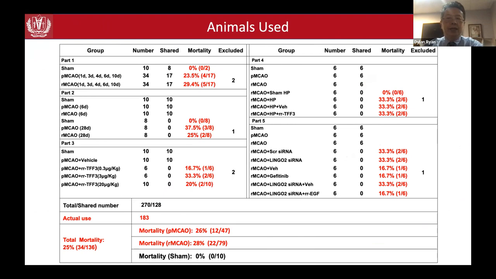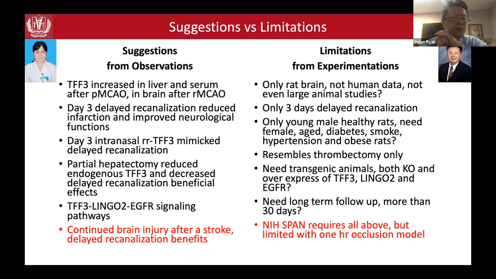And the suggestion from my students: TFF3 increases in the liver, and in the brain after recanalization. Otherwise it doesn't go to the brain because it cannot pass through the blood-brain barrier. Three-day delayed recanalization reduces the infarction and improves the neurological functions. If we give intranasal recombinant TFF3, it mimics the delayed recanalization. If we do partial hepatectomy, it reduces the effects of delayed recanalization. But if we add it back from the nose, it regains the function. So it tells us that there is continued brain injury and recovery after stroke. So that's why delayed recanalization makes sense.